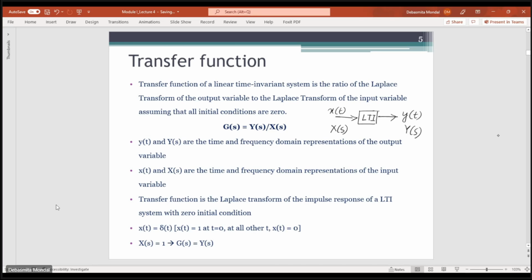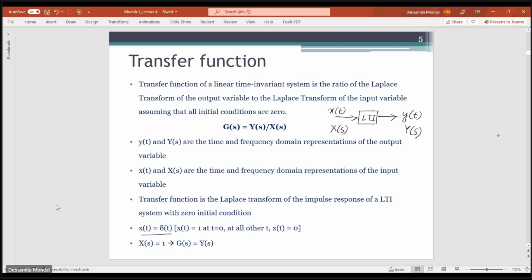And also, in other words, you can define the transfer function as the Laplace transform of the impulse response of a linear time invariant system with 0 initial condition. Why do we say impulse response? Because impulse means x(t) is given by delta(t). x(t) equals delta(t) means that at t equals 0, only at that instant x(t) has a value of 1, and at all other values of t, greater than 0 or less than 0, the value of x(t) is equal to 0.